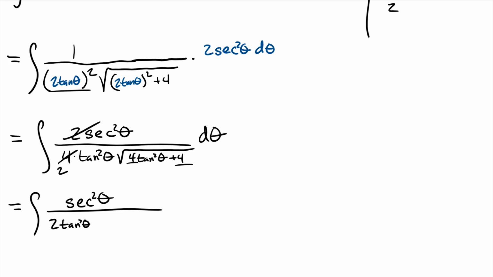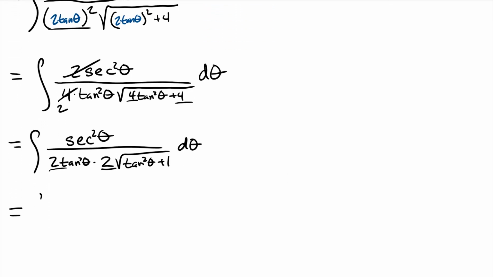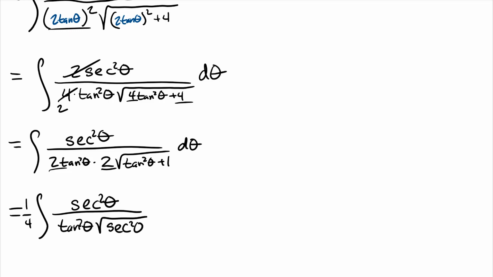Let's factor out the square root of 4. That's 2. Did you catch that? I hope so. Now let's just start cleaning. Take the 2's out. They go into the denominator. So we have a 1/4. Our secant squared of theta still hangs out on top. We have a tangent squared of theta. And now we have the square root of tangent squared of theta plus 1, which is secant squared.